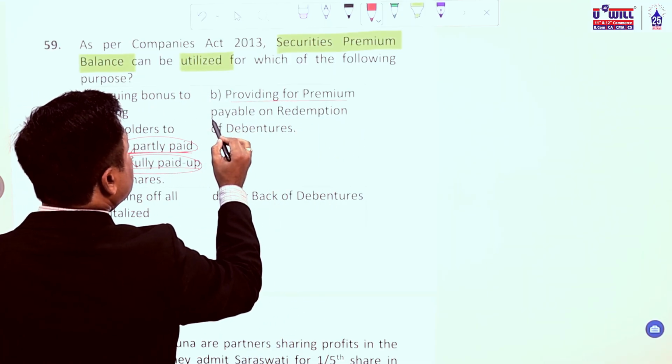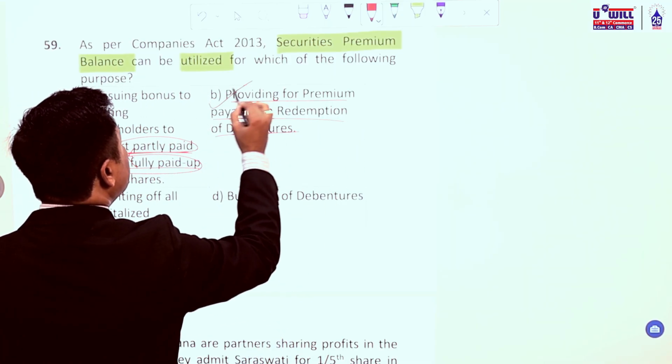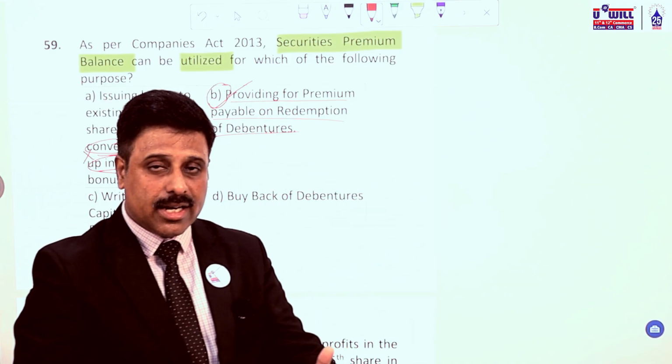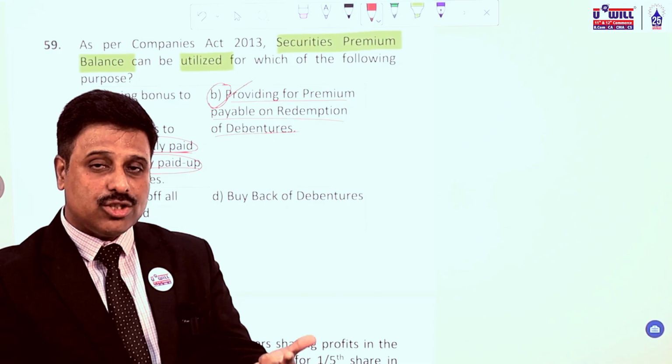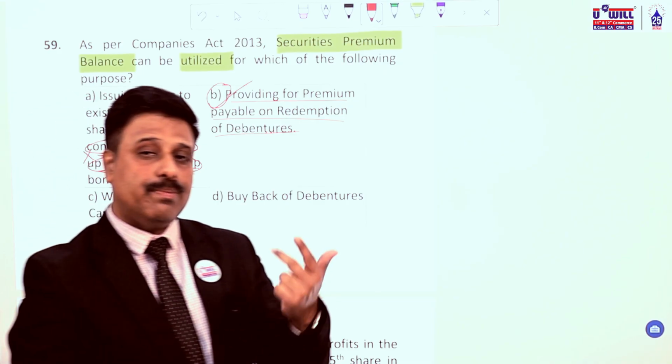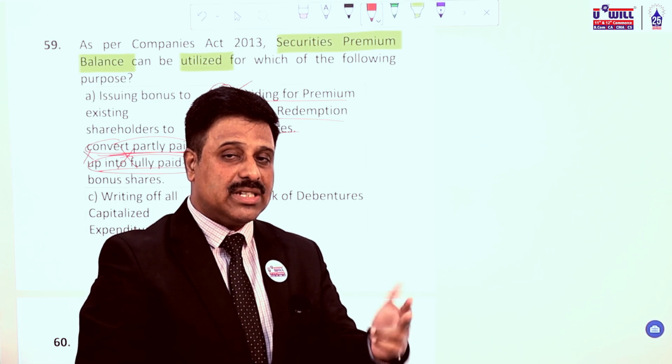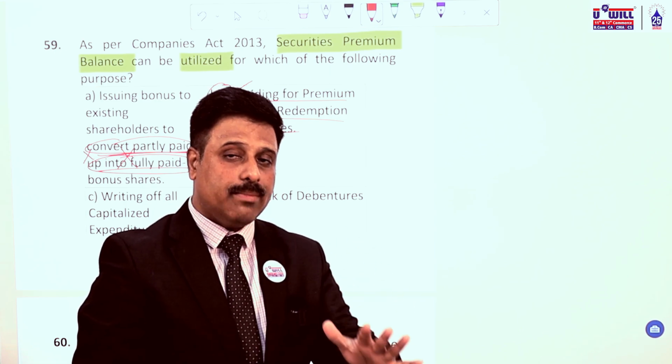Providing for premium payable on redemption of debentures, yes, this is so far the correct option. As I discussed right now, the first priority we use for discount is also securities premium, and even for premium on redemption, which is PoD, premium on redemption of debentures, the first priority we use is securities premium.